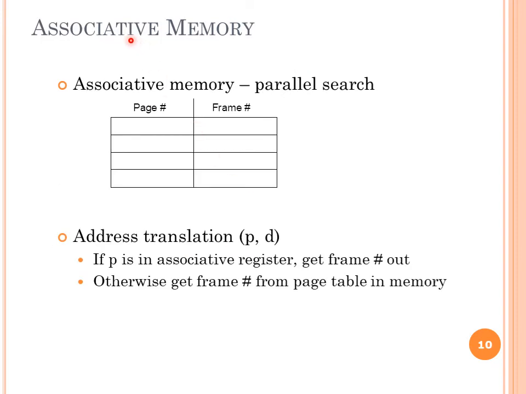Another method for implementation of the TLB is using associative memory, which is basically used for parallel search, and it has two columns, page number and the frame number. The address translation is done using P and D. If P is in an associative register, then we can get the frame number out of it by adding the displacement D to the particular page number.